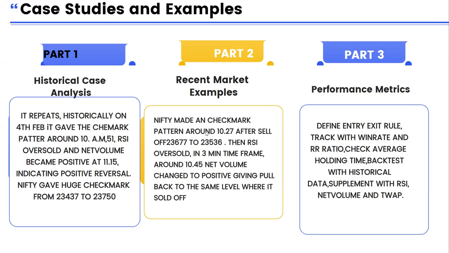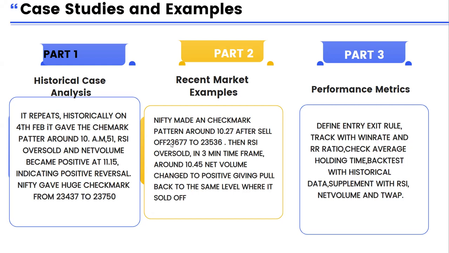And coming to the recent market example, on Friday, Nifty made a checkmark pattern around 10:27 a.m. after a sell-off from 23,677 to 23,536. Then RSI became oversold in the 3 minutes time frame. Around 10:45, net volume changed to positive, giving a pullback to the same level where it sold off.